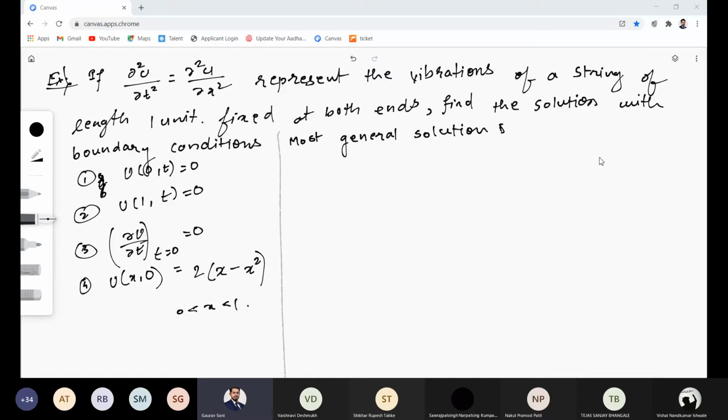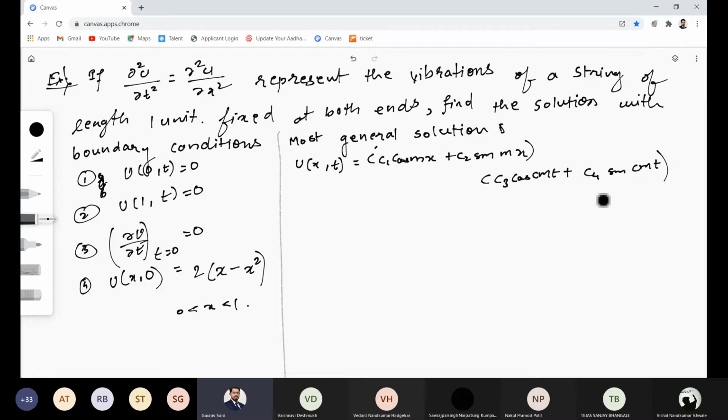Sir, let me say C1 cos mx plus... Yes, what is the answer? C1 cos mx plus C2 sin mx, plus C3 cos cmt plus C4 sin cmt. Is there anyone who wants to make a change in this? This is not exactly correct.